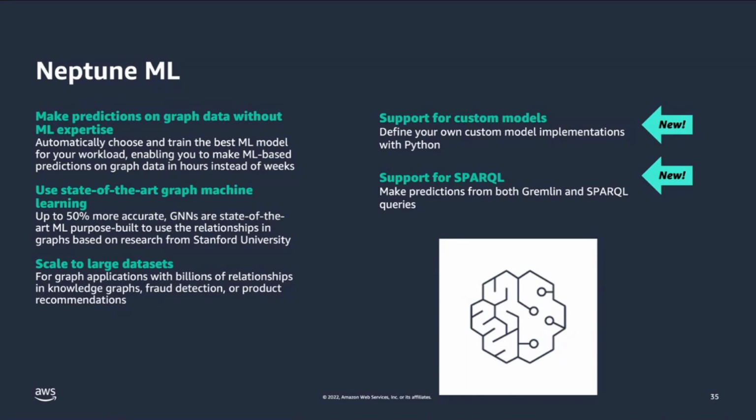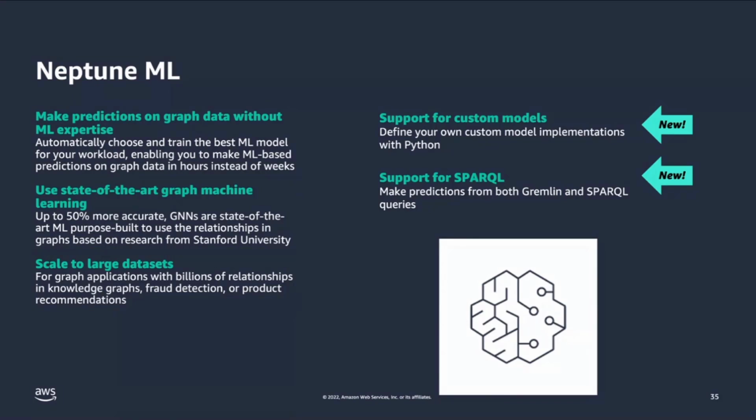This is all based on state-of-the-art machine learning techniques, specifically using GNNs or graph neural network-based machine learning techniques. And these have been shown in some external studies to be up to 50% more accurate than some other machine learning-based paradigms out there. Neptune ML is really built to scale to the large data sets that we have our customers of Neptune using today, because when you're working with knowledge graphs or fraud detection or product recommendations, you're talking about extremely large amounts of entities, maybe up to billions of relationships.